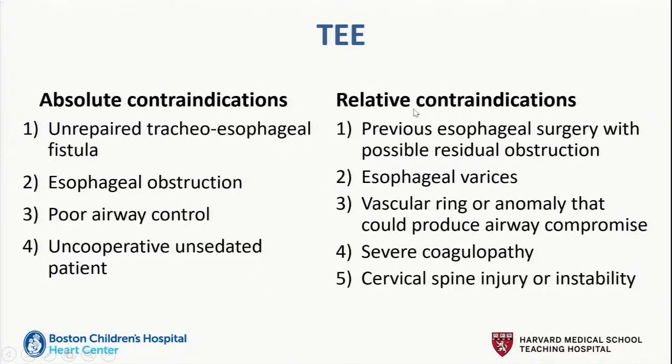Relative contraindications, previous esophageal surgery with possible residual obstruction, esophageal varices, a vascular ring or anomaly that could produce airway compromise, severe coagulopathy. Now, again, we do TEEs all the time with patients anticoagulated while they're on bypass, but at least it should be something to be considered. And again, it would have to be at the severe end for you to be particularly worried about it. And then cervical spine injury or instability. Again, when you place the probe and are manipulating the probe, there's a chance that you could move the head and neck, and so you'd want to know and think twice about that before you proceeded.